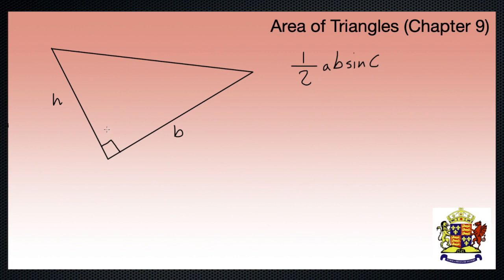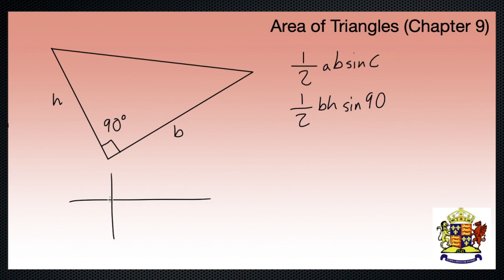So my angle here is 90 degrees. I have B and H. If I put this into my formula, I have half BH times by sine 90. Now sine 90, from our graph we know, is 1. Okay, so this becomes sine 90 is 1, so we have a half b times h times 1, which is a half base times height.